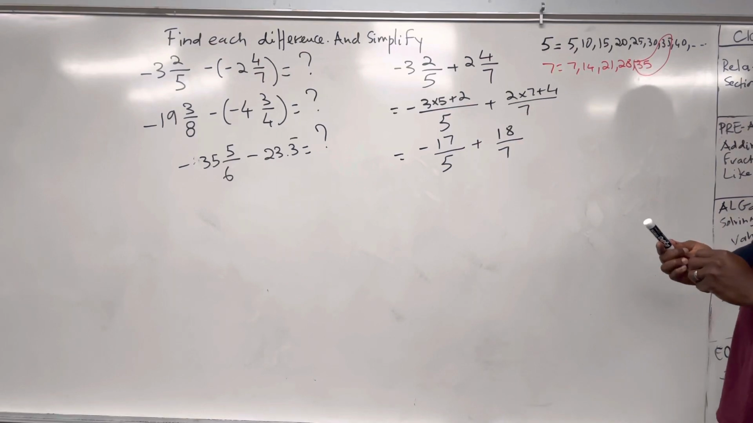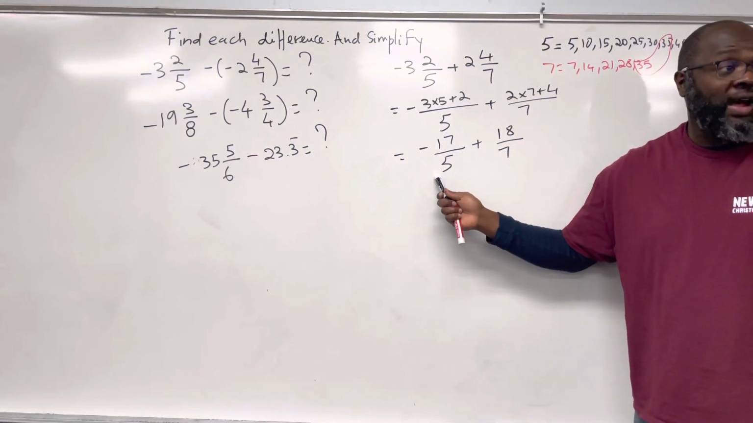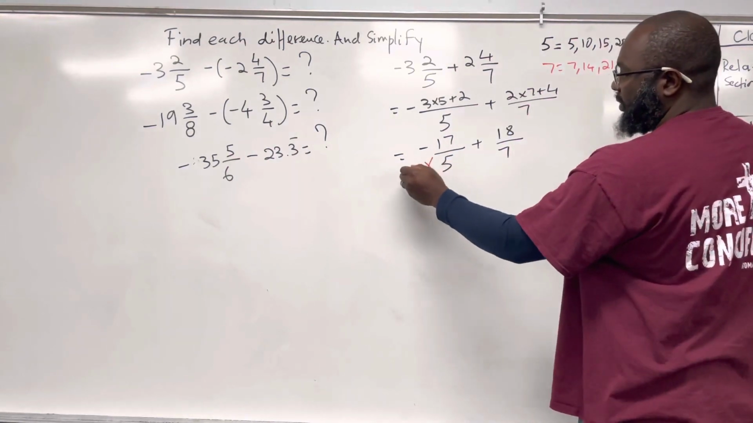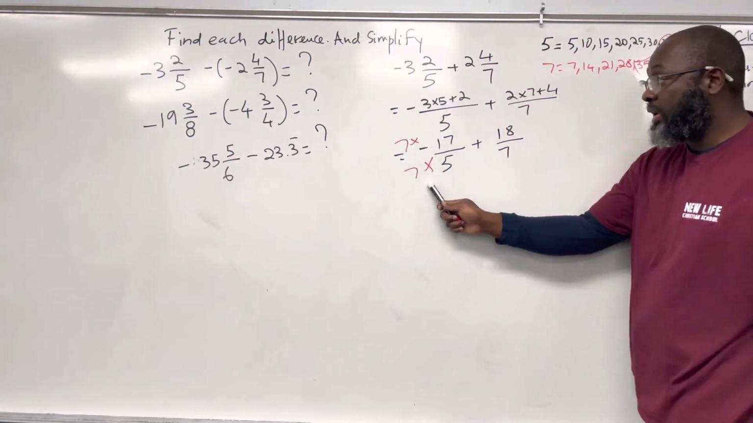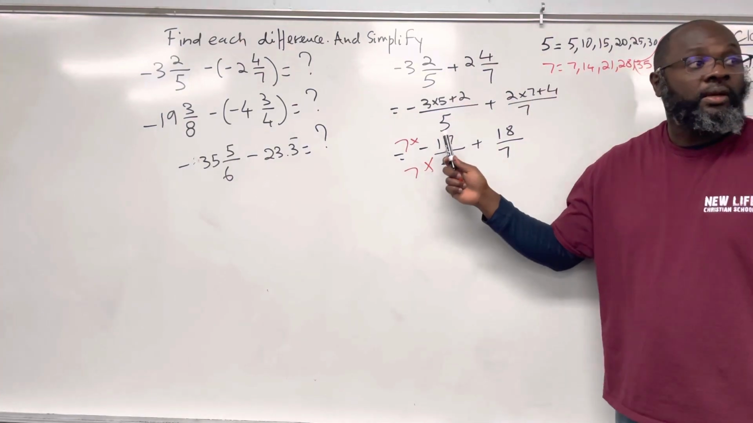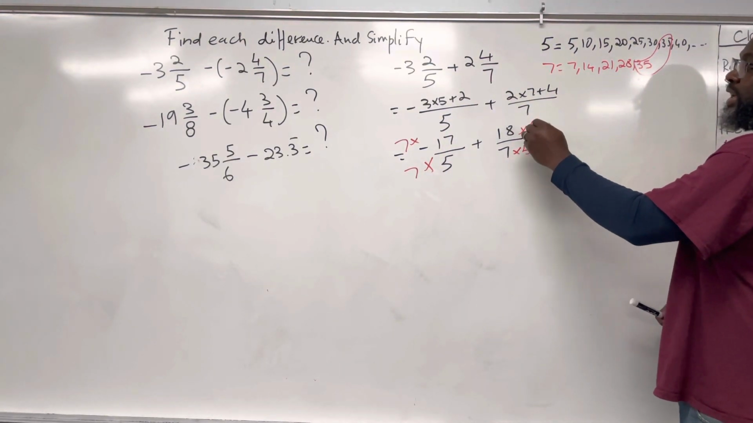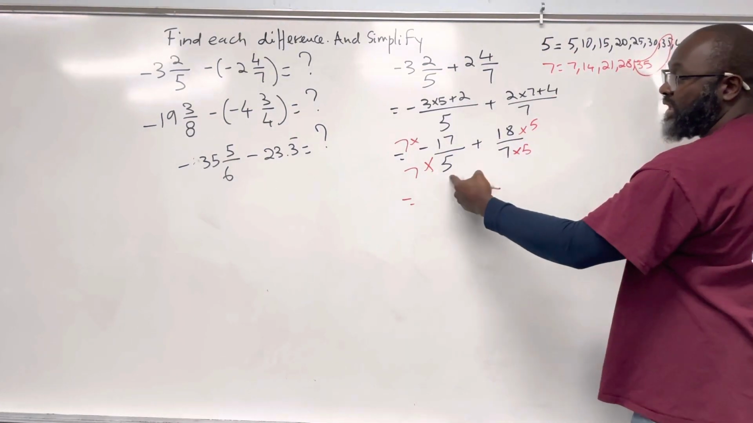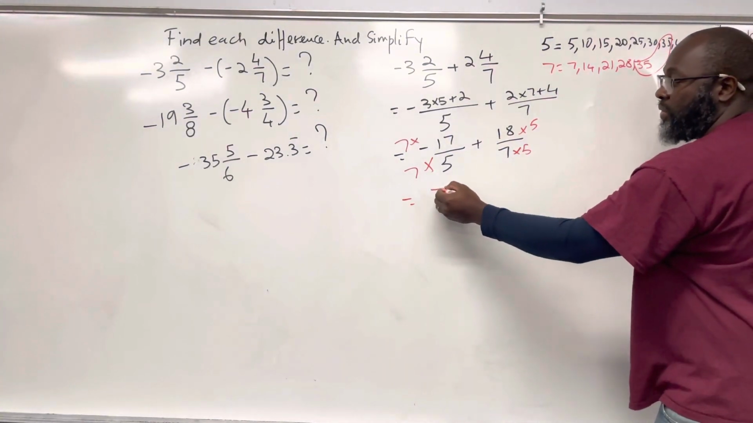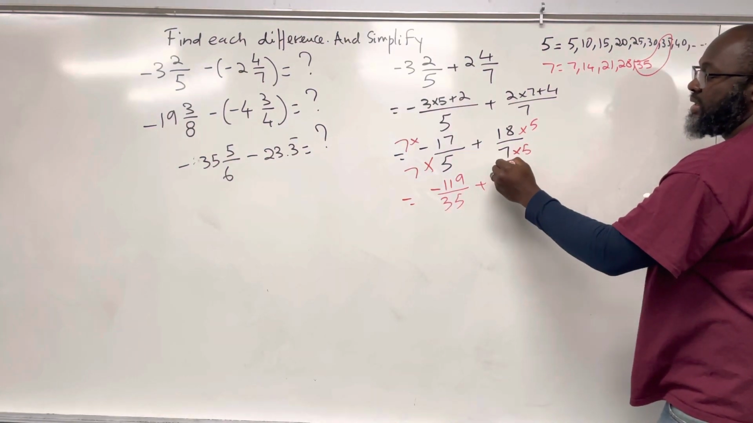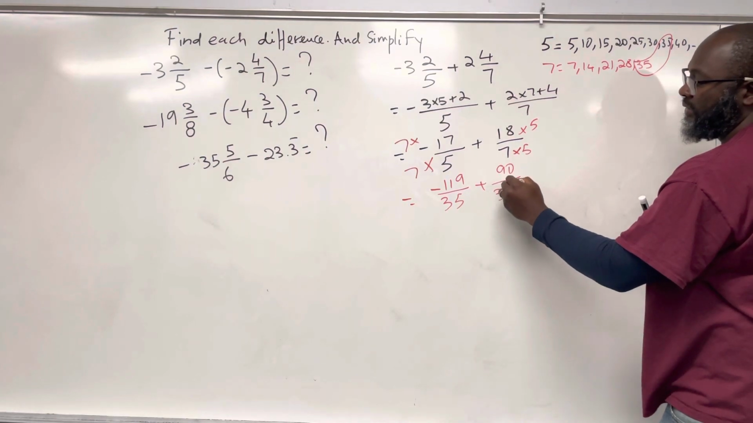And now, the next step is, how do you go from 5 to 35? You times by 7, right? Times by 7. So now, when you do something in the denominator, you have to do the same thing on the numerator. Okay, we talked about that yesterday. So I'll do the same thing here. Now this turns into 7 times negative 17. This is 119 over 35. And this is 90 over 35, right?